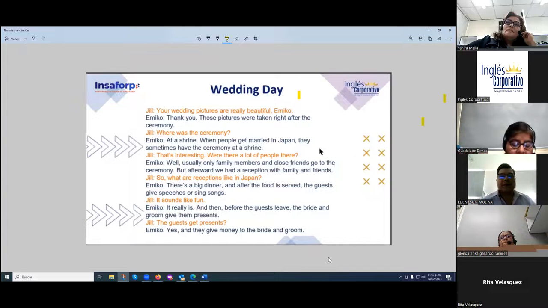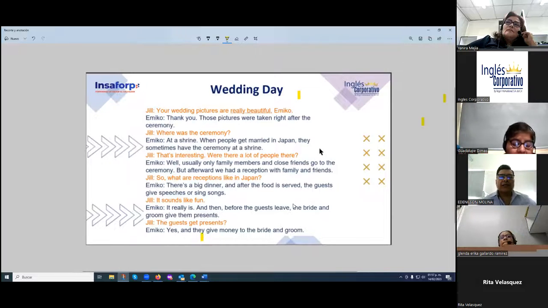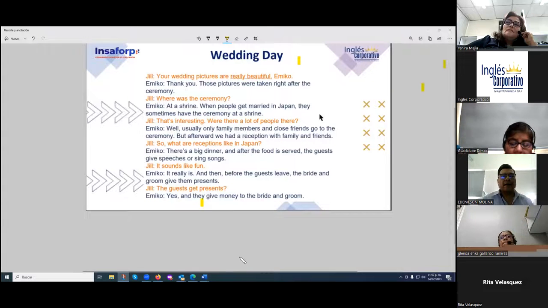So, there's a big dinner. And after the food is served, the guests give speeches or sing songs. It sounds like fun. It really is. And then before the guests leave, the bride and the groom give them presents. The guests get presents? Yes. And they give money to the bride and groom.